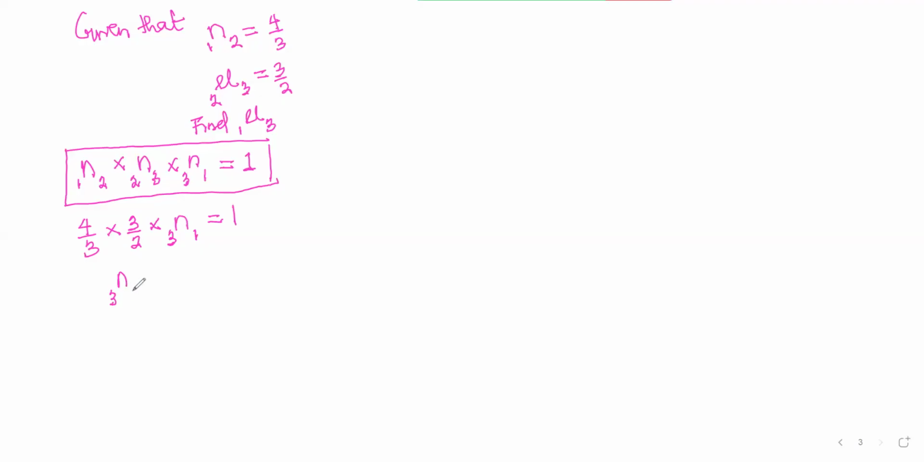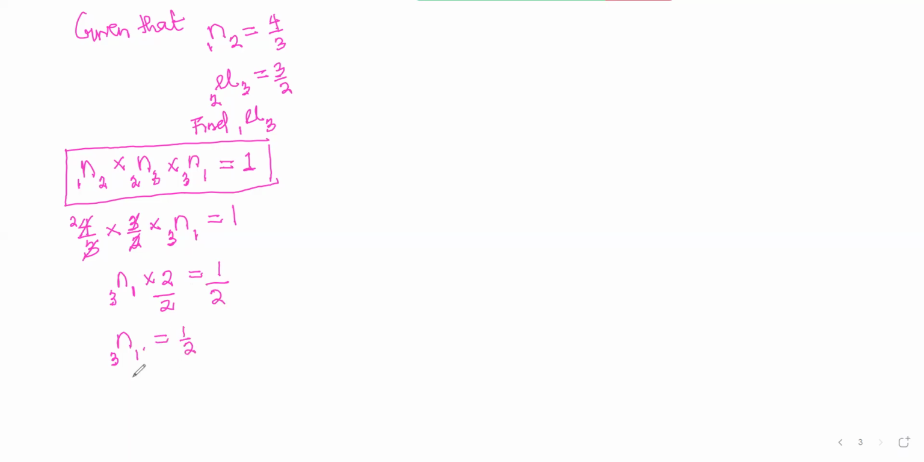Help me do that. So let's see. This and this will cancel. 2 will go into itself 1. 2 will go into 4, 2. So we basically have from 3 to 1 times 2, which is equal to 1. We divide through by 2, and we have the refractive index from 3 to 1 to be equal to half.